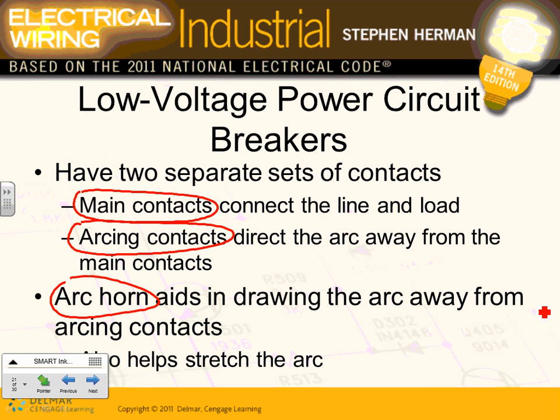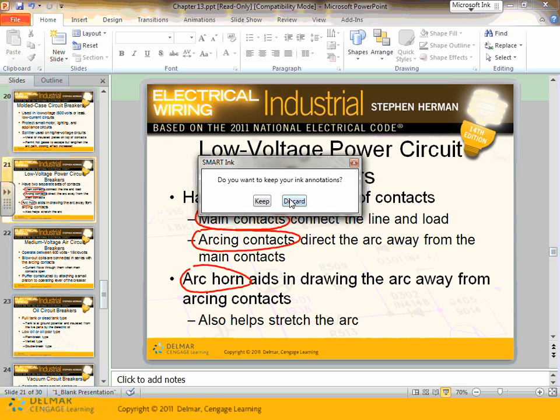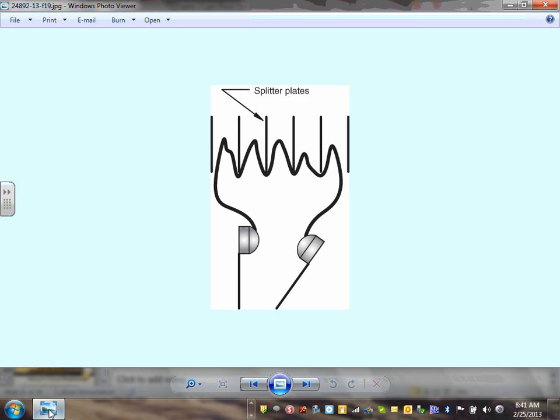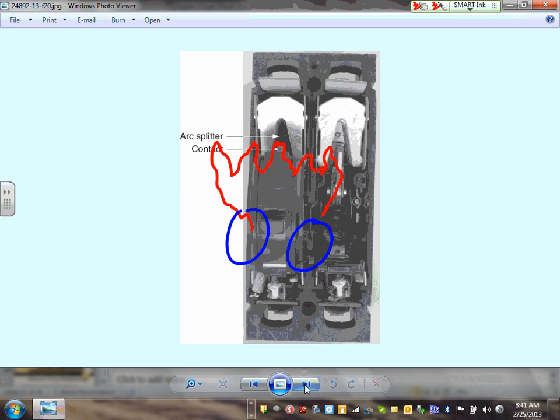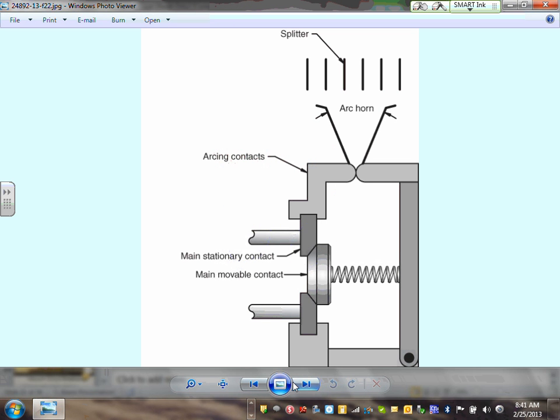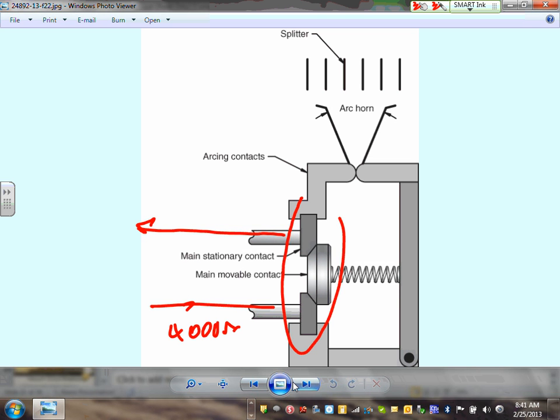So let me show you an example of this one. Easier said than done. Let's go directly into this, my friends. Okay, so here's what an air circuit breaker looks like, right? Can you guys see that? Here's my main contact. Here's the power coming in, the power coming out. So here's my 4,000 amp coming in, coming out.